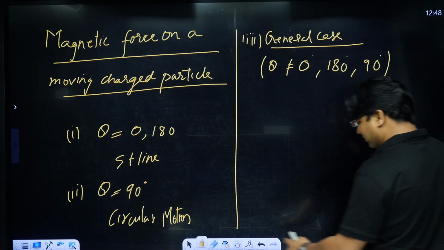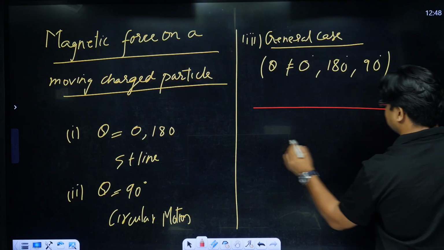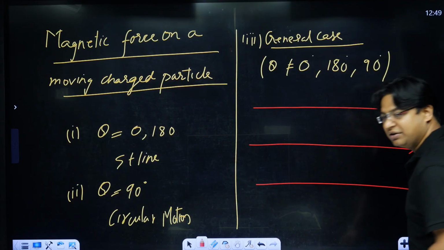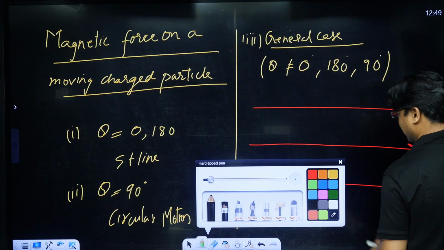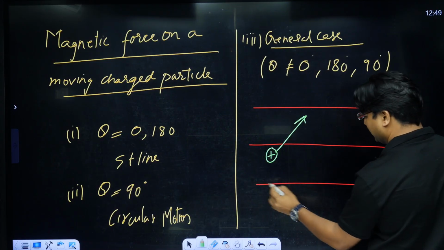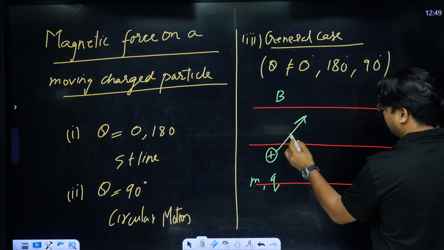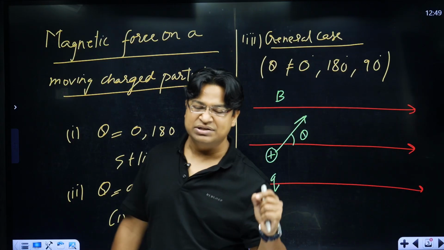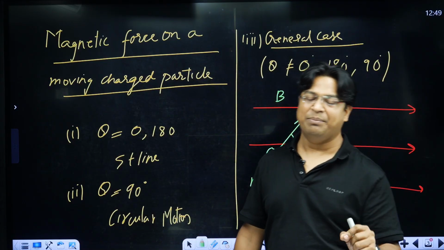So in this case, let me again draw the figure. Let's draw some magnetic field line. Let's say the magnetic field is like this. And then let's say the velocity vector of the particle is somewhat like this. So this is the particle. Let's consider a positive particle. Mass is m, charge is q, magnetic field is B, and this becomes theta. You can see that in this particular scenario, theta is neither 0 nor 180 nor 90 degrees, and we have to figure out what will happen in this case.